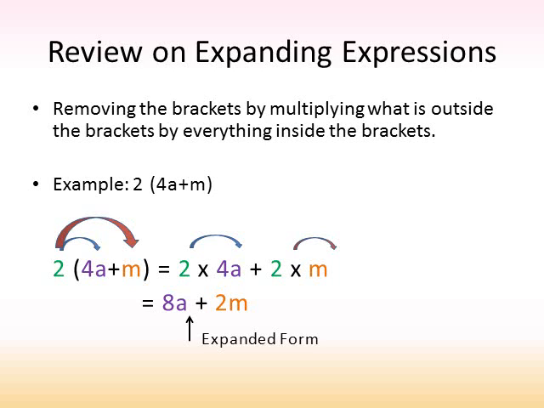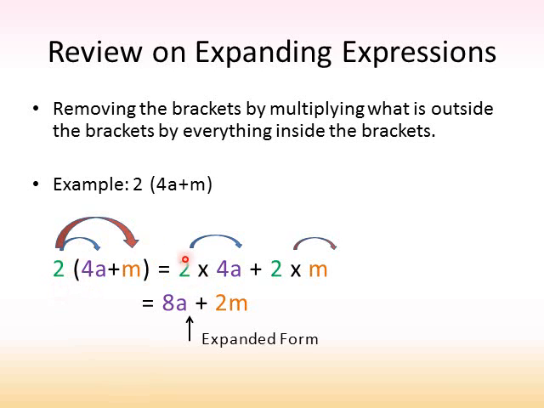To expand an expression containing brackets, we need to multiply what is outside the brackets by everything inside the brackets. Here is an example of expanding an expression that contains numbers and letters, or as we will call them, pronumerals. We need to multiply the 2 by everything inside the brackets. This is because a multiplication sign is always implied between a term or number and a set of brackets.